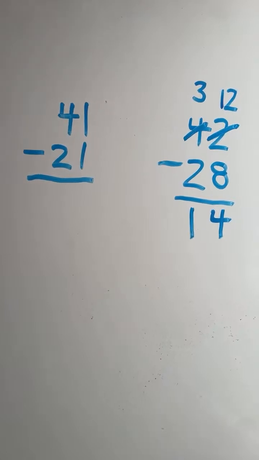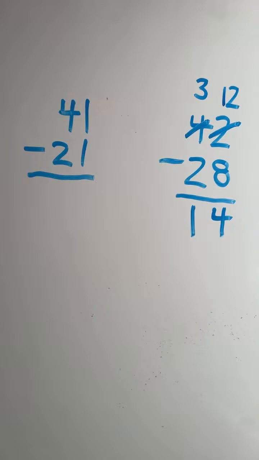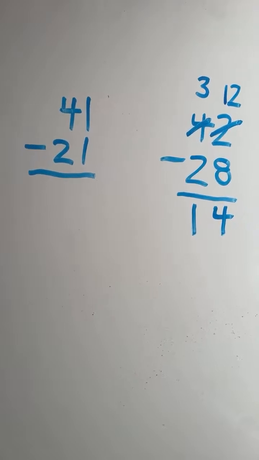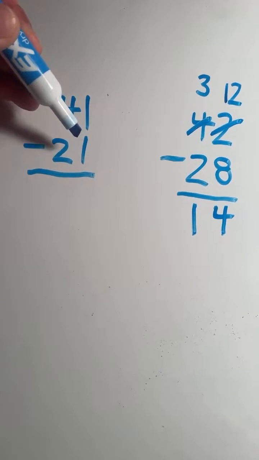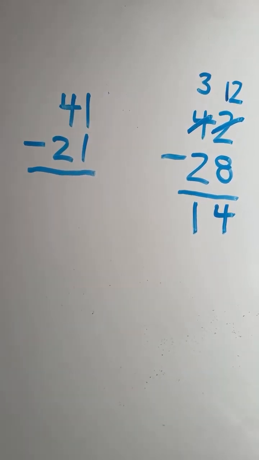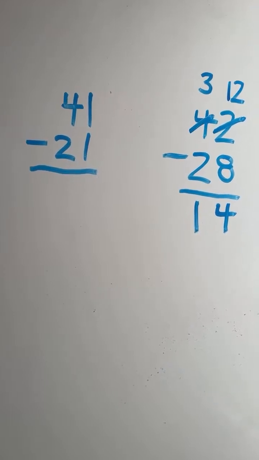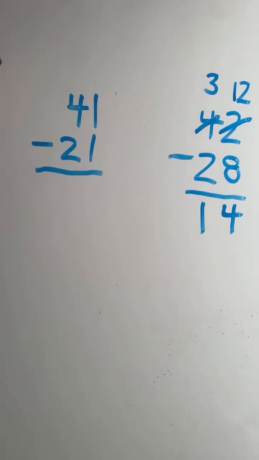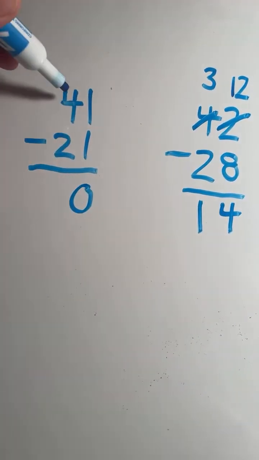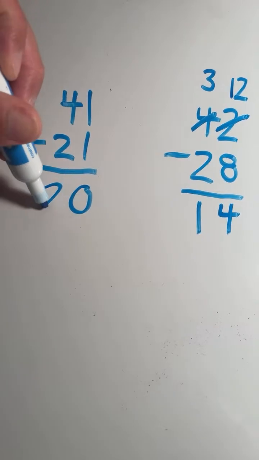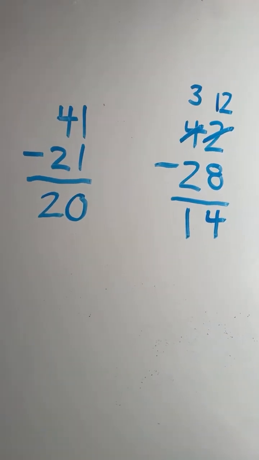The only situation where you need to regroup and you're not able to just subtract is when the bottom digit is bigger. So the top and bottom can be equal, but the bottom can't be bigger. If the bottom is bigger, you will need to regroup. So regrouping is not needed for this one. 1 minus 1 equals 0. 4 minus 2 equals 2. And we have our answer. 41 minus 21 equals 20.